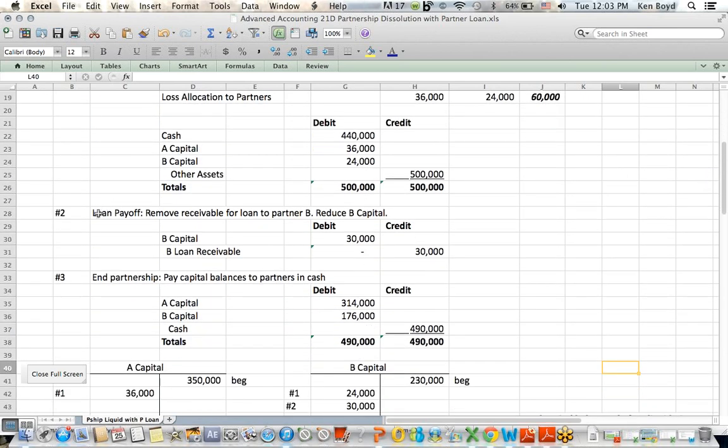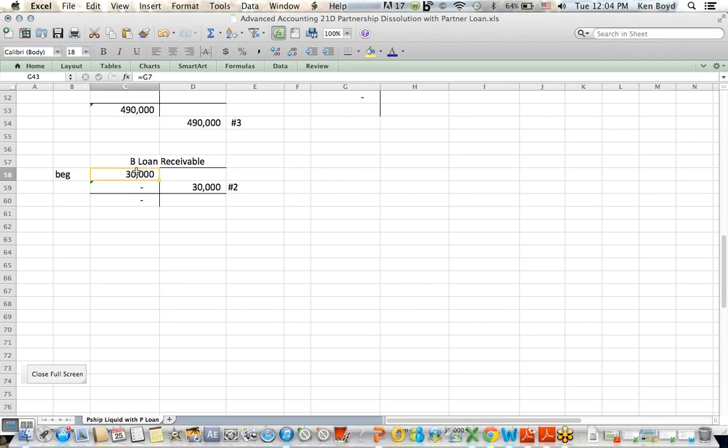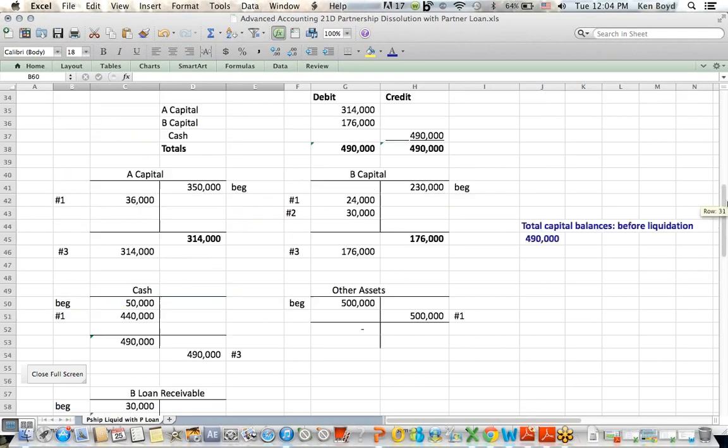Step two is let's remove that loan that partner B took out by taking the loan receivable off the books, because if we are a partnership and we loan something to a partner, that's a receivable, that's an asset. We're going to reduce the loan receivable by crediting, and we're going to debit to reduce B's capital. That's entry number two, B's capital, $30,000 debit. And we also see another T account here at the bottom, B loan receivable. It had a beginning balance of $30,000 when we have the loan on the books to the partner. It's a receivable. And entry number two credited it to get rid of it. So loan receivable now has a zero balance.